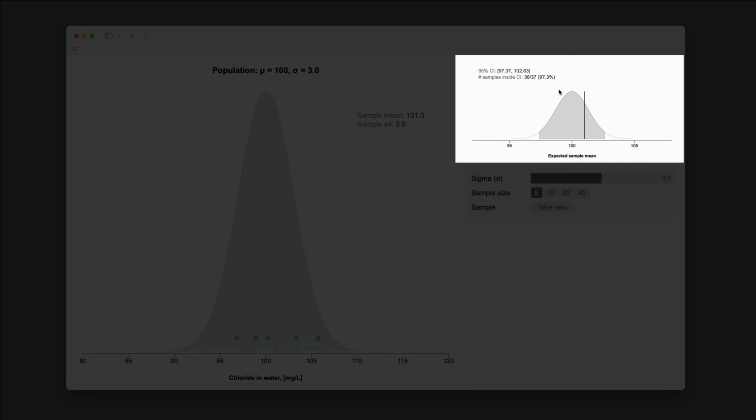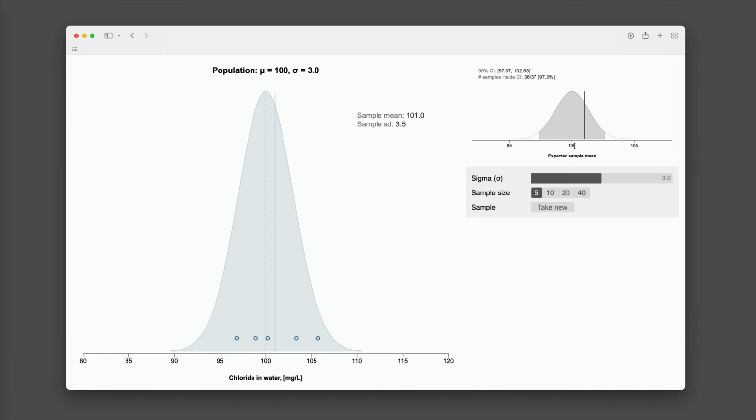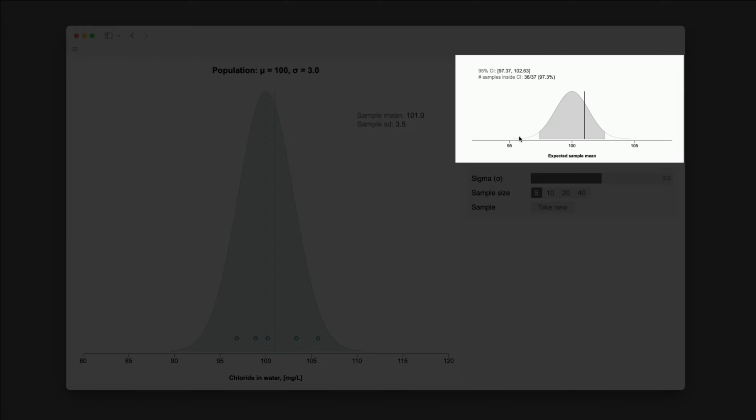This is what is called a sampling distribution, and it's a population-based sampling distribution. It means that I made this distribution by knowing the population parameters. So I know that the average of the population is this one, the standard deviation is this one, so I know where to expect my sample mean. And then you can see that it's a normal distribution.